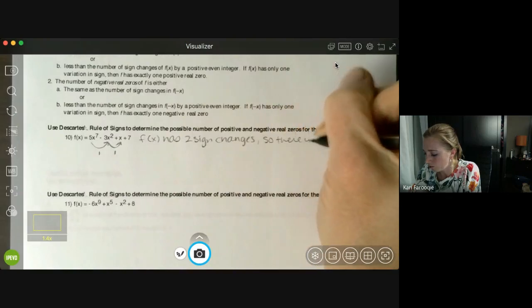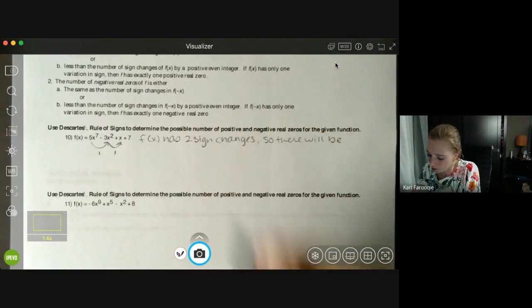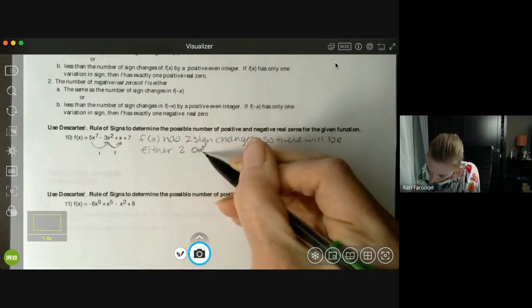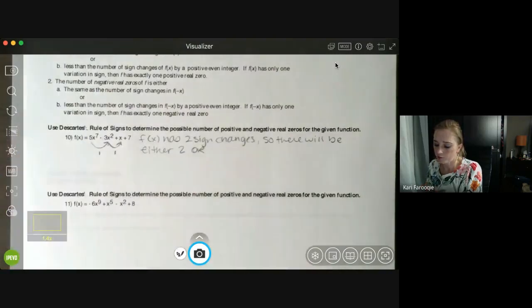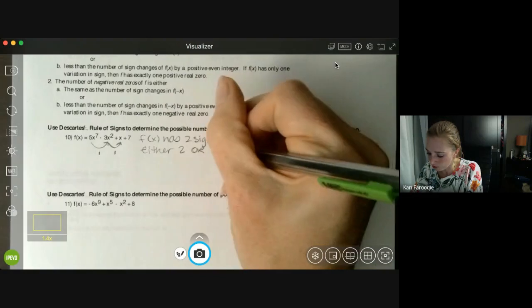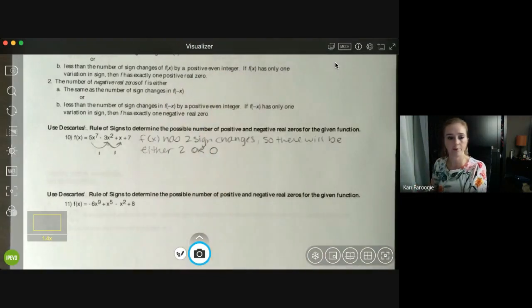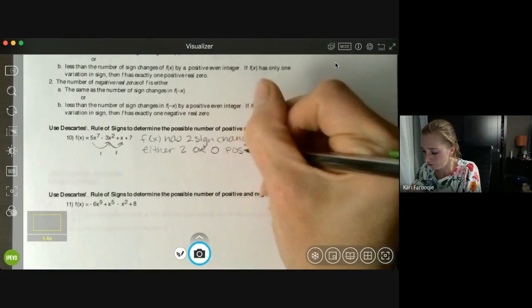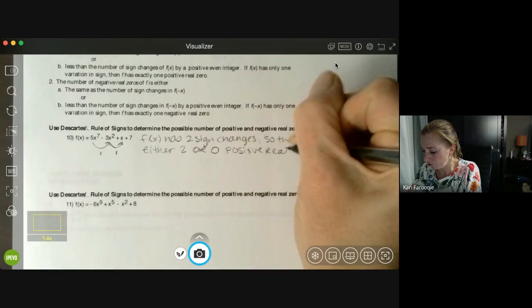So there will be either 2 or, part B of this rule, it'll be less the number of sign changes by a positive even integer. That means just subtract 2 from it. So if we would have gotten 4 sign changes, we would get 4, 2, or 0. But in this case, we had 2, subtract 2 from that, and you get 0. So there will be either 2 or 0 positive real zeros.